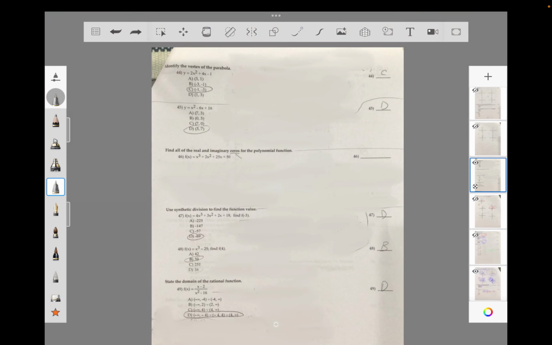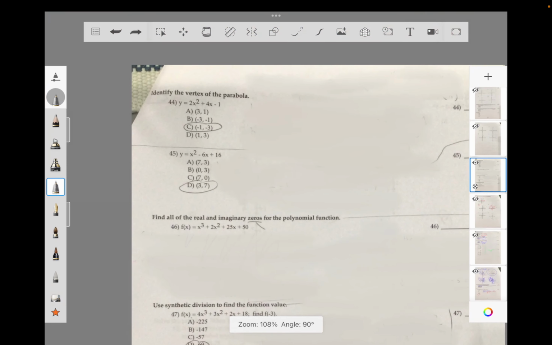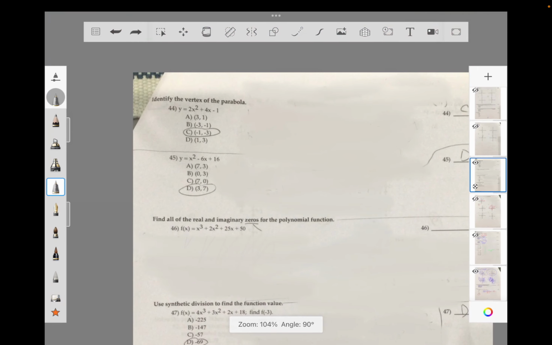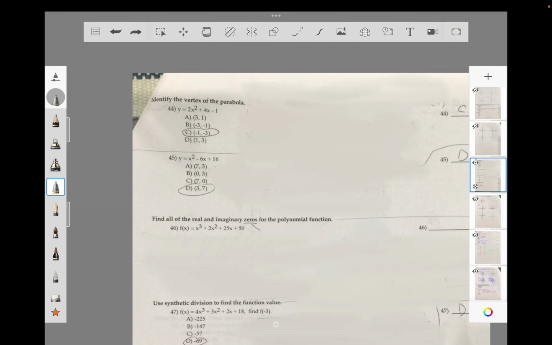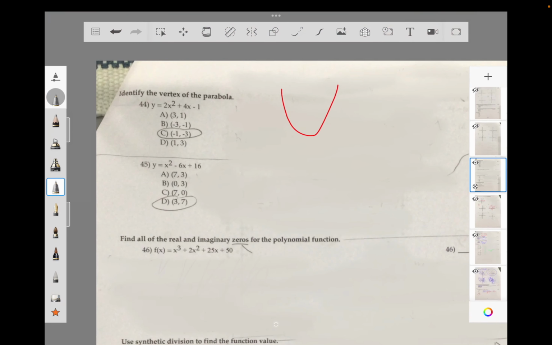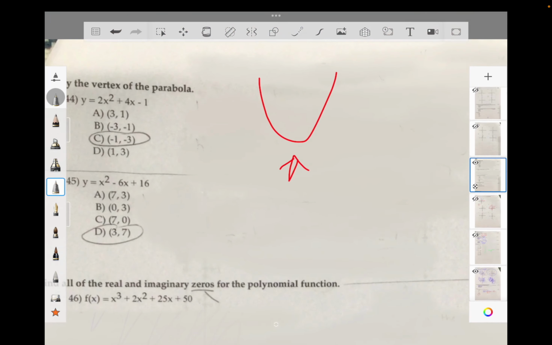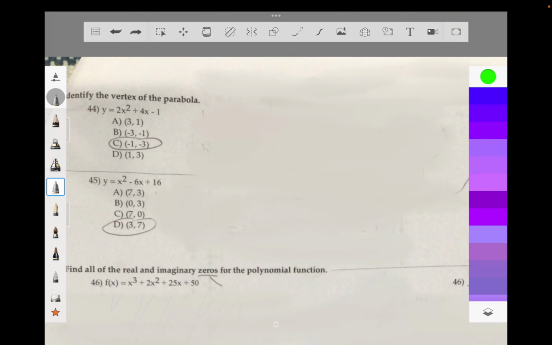Identify the vertex of the parabola. The vertex is this point on a parabola, the peak or the valley of the parabola. Well, I forgot the formula for it. I'll write it after. I'll come back to it. Skipped.